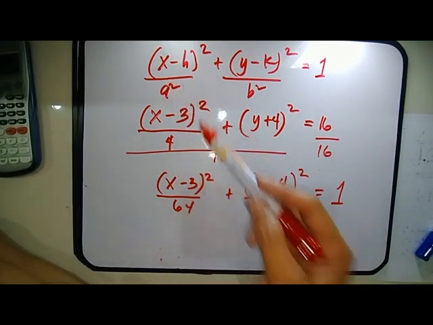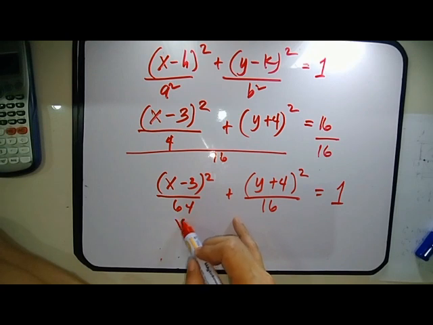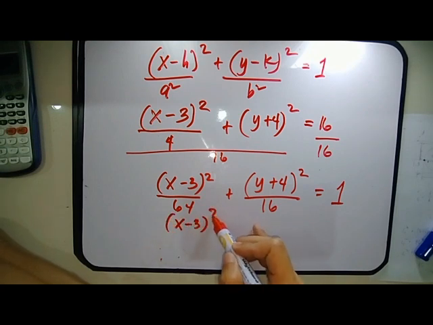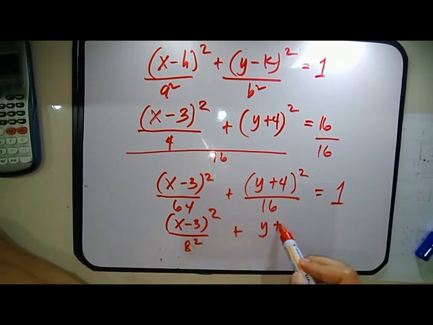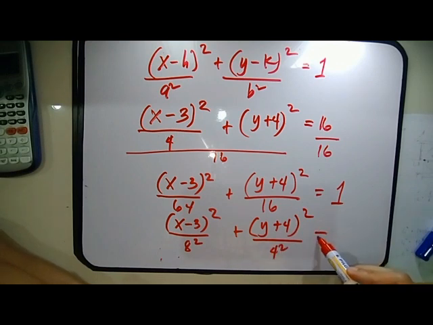But here, you have a squared. So, a square root natin. So, x minus 3 squared all over 8 squared plus y plus 4 squared all over 4 squared equals 1. So here guys, meron tayong h and k. So ang h natin is 3, then yung k natin is negative 4.